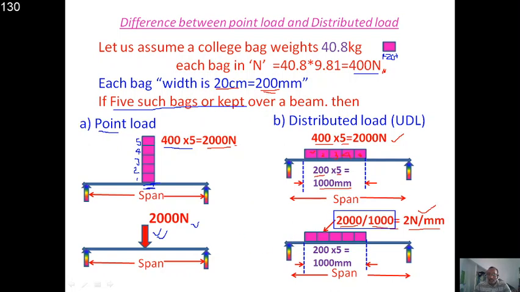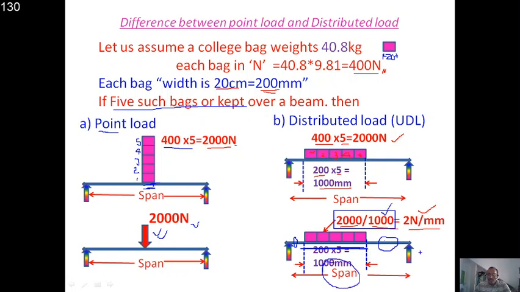The remaining span of the beam is free. Here there is no contact, here also no contact. I am not taking those distances. What distance did I take? Where the bags are in contact, only up to this distance is it in contact. Hence I took this 1000 mm only for the length, not the whole span.